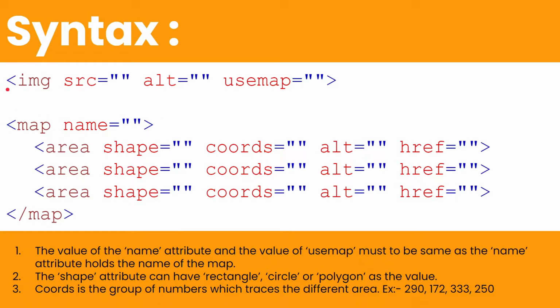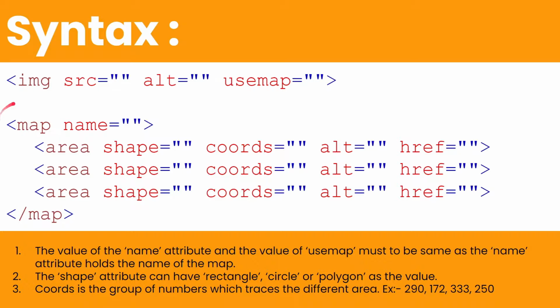So the first thing you must have noticed is probably the image tag, and I'm pretty sure the image tag is no news to you. The src attribute and the alt attribute are just basic stuff. The main thing here is the usemap. The usemap attribute is used to tell the browser that the image is using this map. I will explain it. So first let's move on to the map tag.